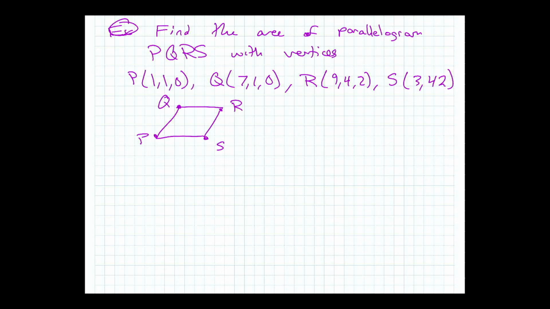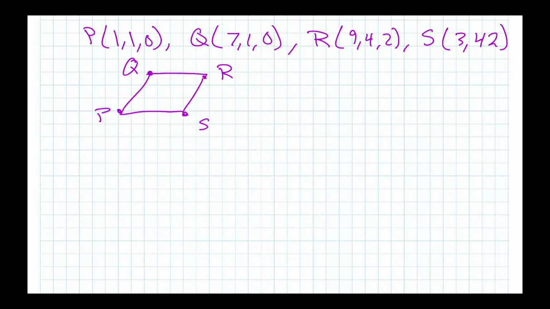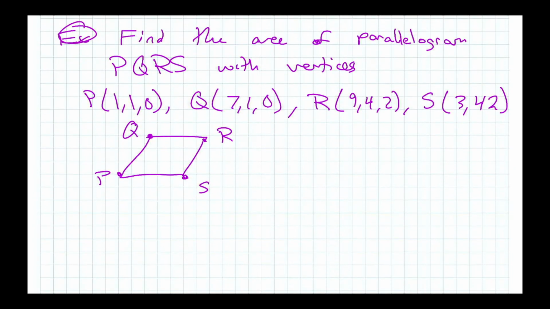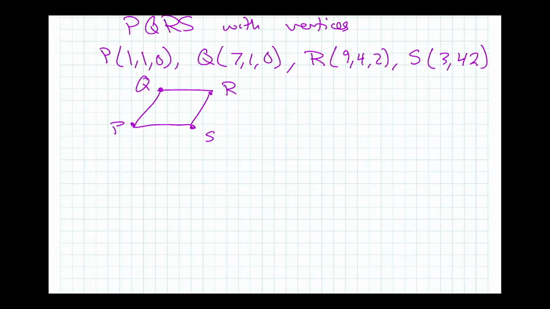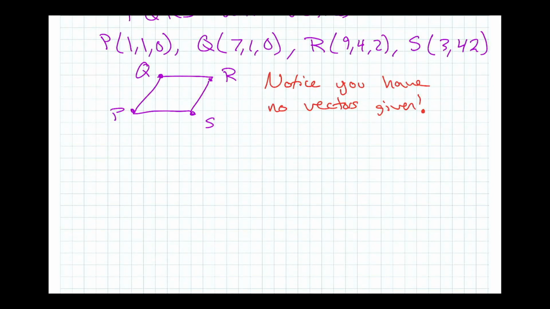All right, so if that's our parallelogram and we need to calculate the area, right? That's what we're trying to do, find the area of the parallelogram. And the thing is that we're not given any vectors. So that's the thing that you have to deal with here. So notice you have 0 vectors given. So you actually have to figure out what the vectors are before you start. So step 1 is to figure out the vectors you need.